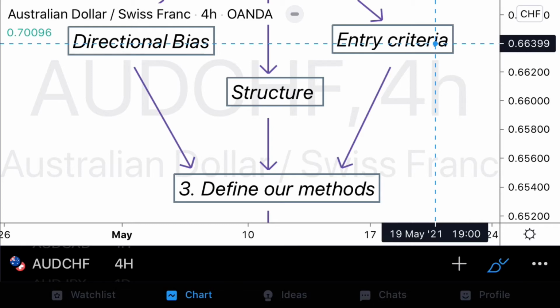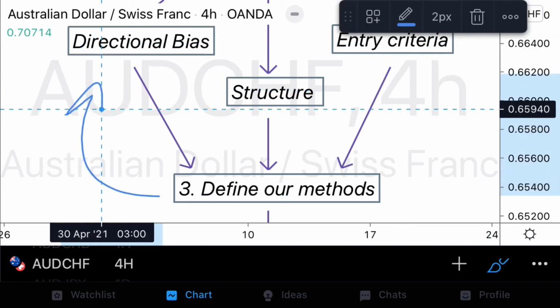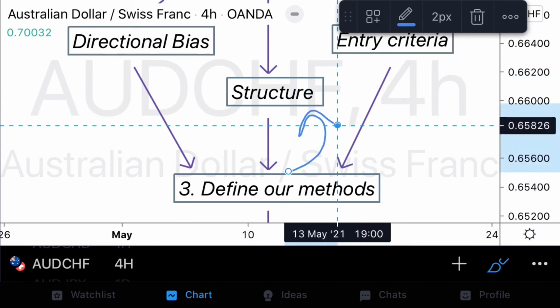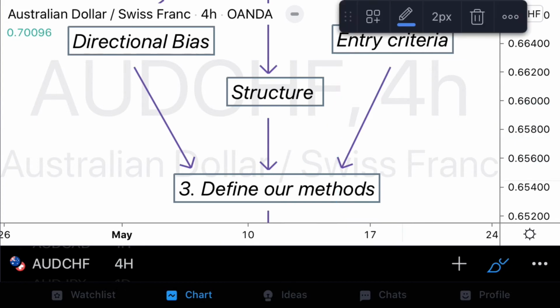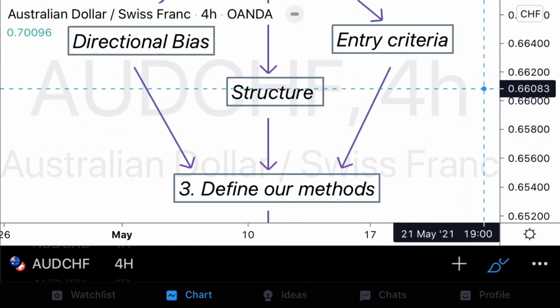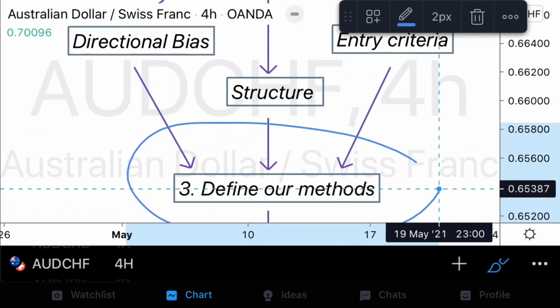So now that we've defined our methods, guys, we know how we derive a directional bias from our higher time frames, we know how we isolate structure from our middle time frame, and we know how we identify our chart patterns and our entry criteria on our lower time frames. Guys, this is the most important step.